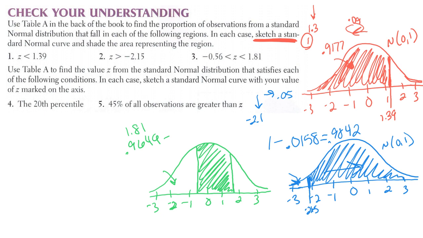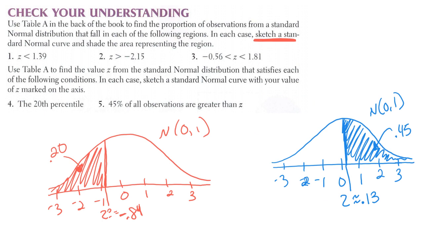So I go to my table. I find my negative 0.56. So make sure you're looking in the negative section. Make sure you're looking at 0.56. And that value is going to be 0.2877. And when I subtract those, I'm going to get 0.6772. Okay, so make sure you have those and you've checked your work because I'm going to erase them to show you the answers for 4 and 5.